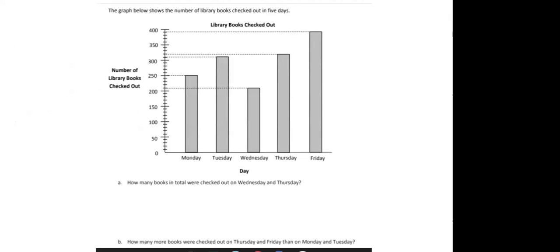The graph below shows the number of library books checked out in 5 days. Again, as we've practiced, you're going to pause the video and write your amount of library books above the bars to prepare you for the upcoming questions. Go ahead and pause the video and measure out each bar. And we have 250 on Monday, 310 on Tuesday, 210 on Wednesday, 320 on Thursday, and 390 on Friday.